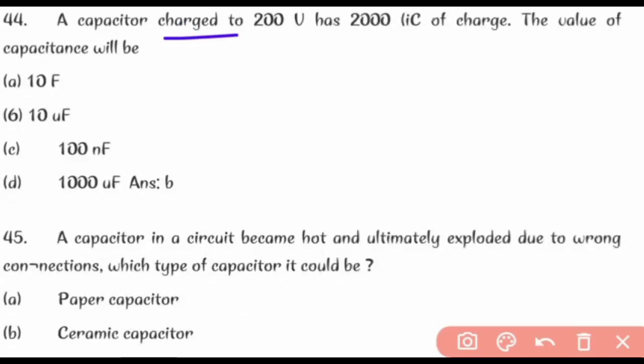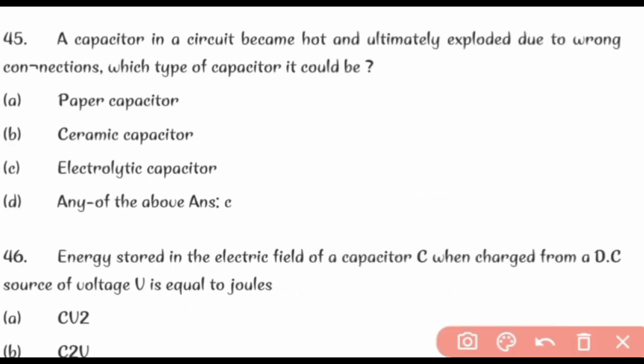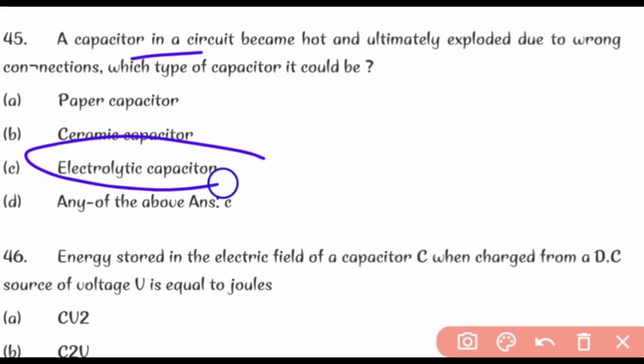A capacitor charged to 200 V has 2000 µC of charge. The value of capacitance will be 10 µF. A capacitor in a circuit became hot and ultimately exploded due to wrong connections. Which type of capacitor would it be? Electrolytic capacitor.